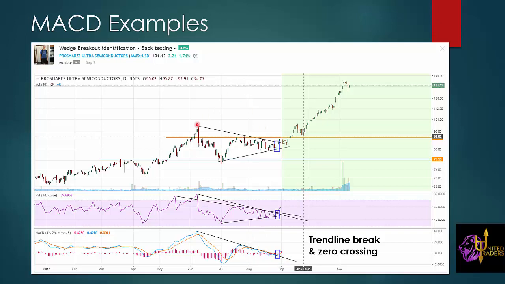And we also have a wedge formation right here. A wedge formation, so we break out of the wedge. That would be a buy signal. When we break out of the previous resistance right here, that would be another buy signal. So we're trying to really stack our odds here.